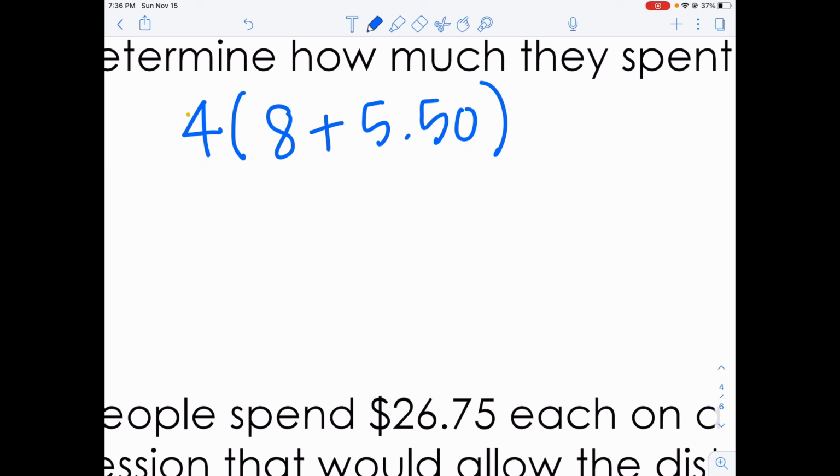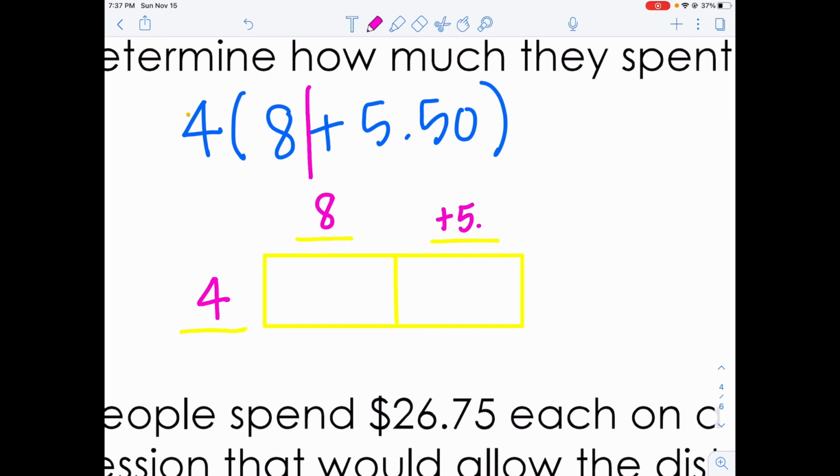So first thing I'm going to do is look and see that there are 2 terms inside my parentheses. So that means I draw 2 boxes. A number in front of the box, a number above the first box, and a number above the second box. 4 is in front of the parentheses, so 4 goes in front of the boxes. 8 is the first term, so 8 goes above the first box. And plus 5.50 is what I'm left with, so I'm going to put a positive 5.50 above the second box.